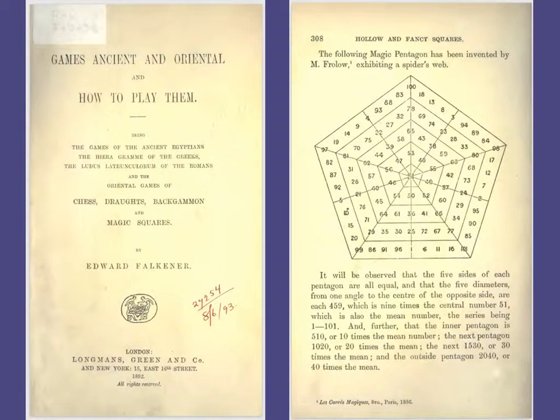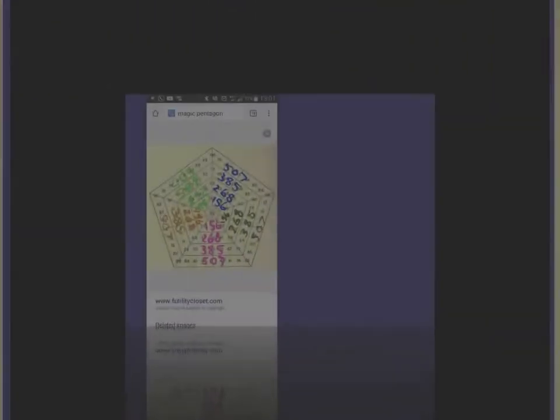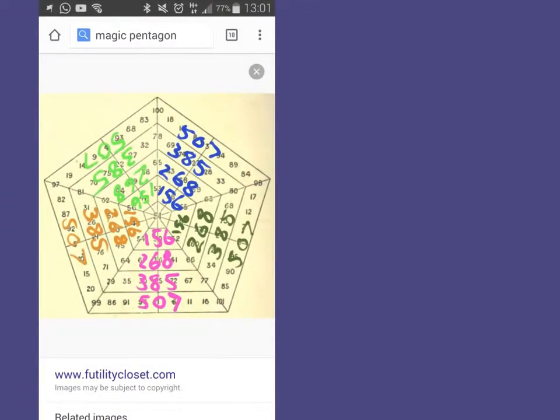So at first I didn't believe it. I was like, no, I need to check this out. So I got my little S Pen out, and you could see all the sides actually did equal. I mean, the inner one was 156, the outer was 268, then 385, and then 507 on all of those.